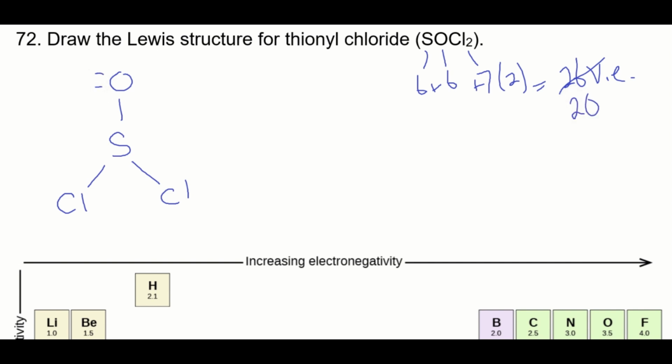And let's get the octet going on the terminals. Each of them can use 6 more electrons, and we are down with 2. Let's put them on the central sulfur. And so we have the octet on all of them.